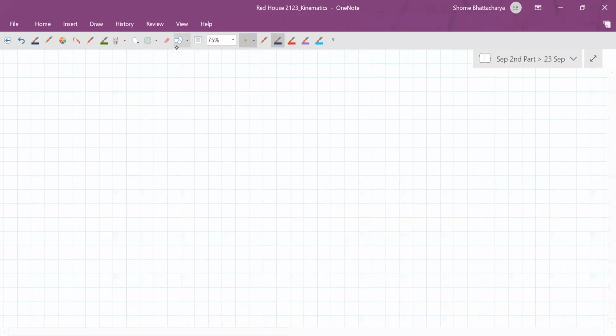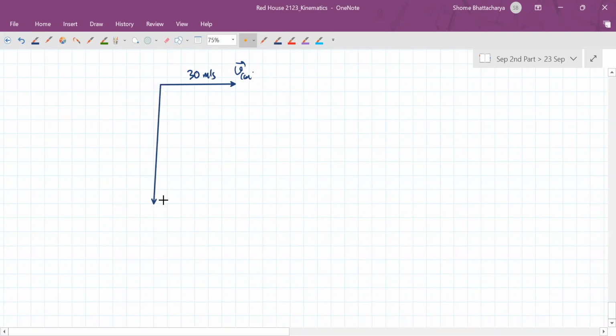So we can see that the velocity of the car is a vector like this. It's a velocity of magnitude 30 meters per second along the positive x-axis. And we also know that the velocity of the rain in the ground frame is vertically downward, so it's at 90 degrees to this. So this is the velocity of the rain.